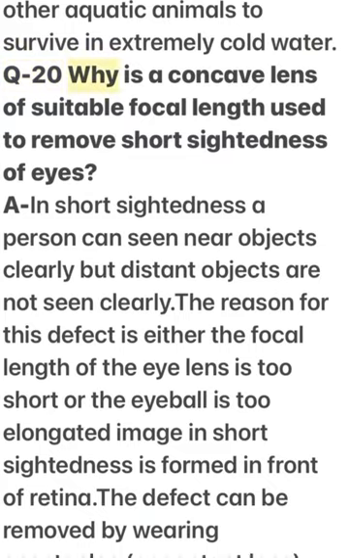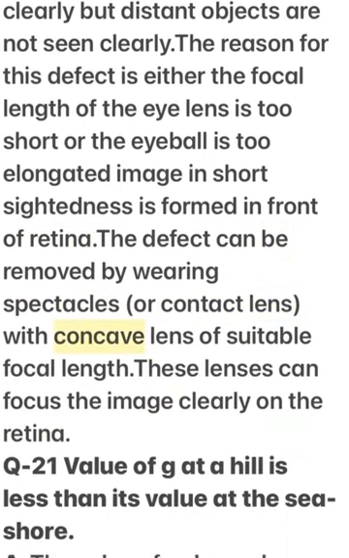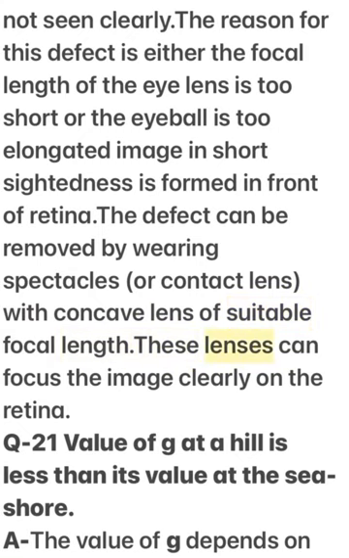Q20. Why is a concave lens of suitable focal length used to remove short-sightedness of the eyes? A. In short-sightedness, a person can see near objects clearly, but distant objects are not seen clearly. The reason for this defect is either the focal length of the eye lens is too short or the eyeball is too elongated. The image in short-sightedness is formed in front of the retina. The defect can be removed by wearing spectacles or contact lenses with a concave lens of suitable focal length. These lenses can focus the image clearly on the retina.